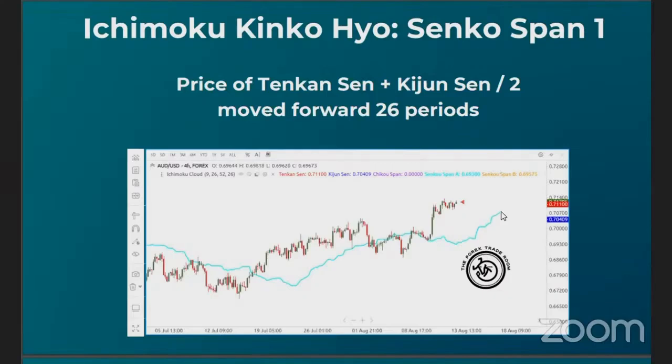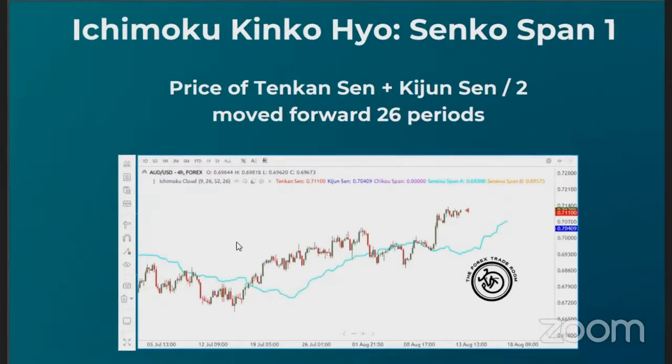Brilliant, the way this is built out. So the price of the Tenkan-sen plus the Kijun-sen, which we just went over, divide that by 2, and we're going to project it just the opposite of the Chikou span, but we're going to take this 26 periods in the future.